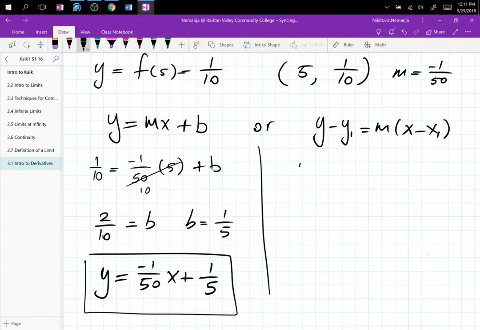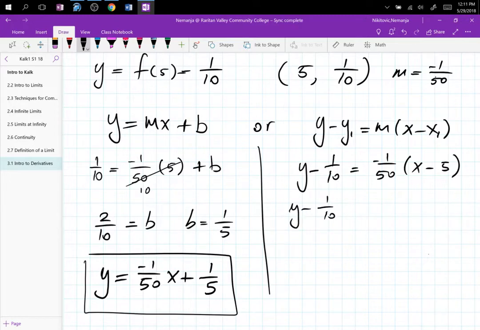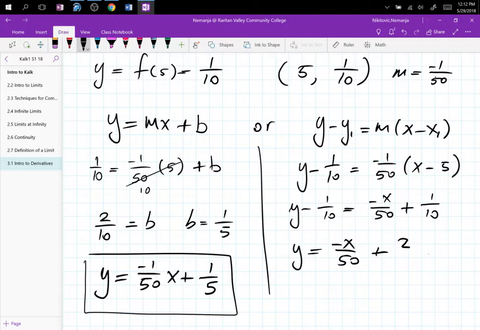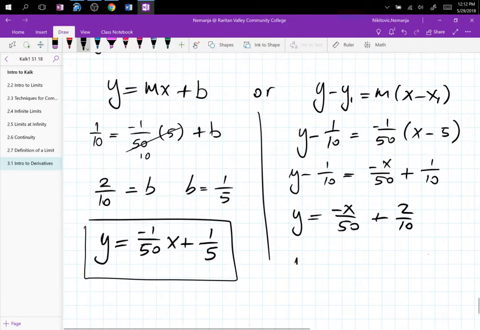Or on the other side, we have y minus y1, which is 1 over 10, is equal to negative 1 over 50 times x minus 5. And now you compute this, which will give you the same. So y minus 1 over 10 is equal to negative x over 50 plus 1 over 10. Y equals negative x over 50 plus 2 over 10. And y equals negative x over 50 plus 1/5. And that's that.